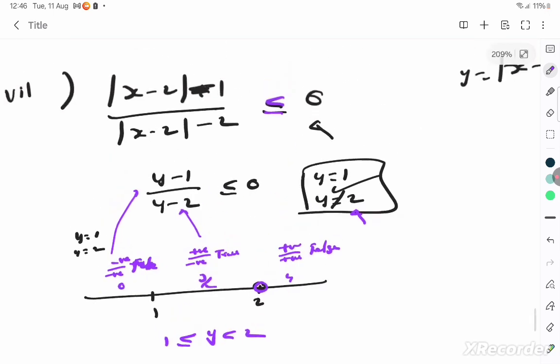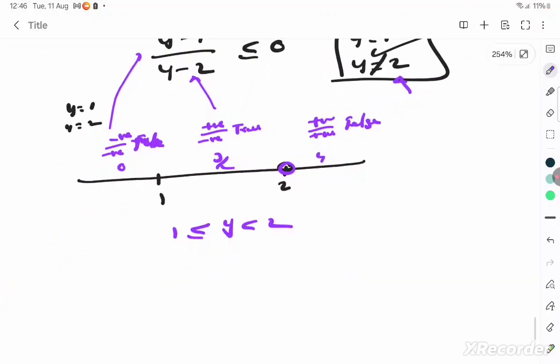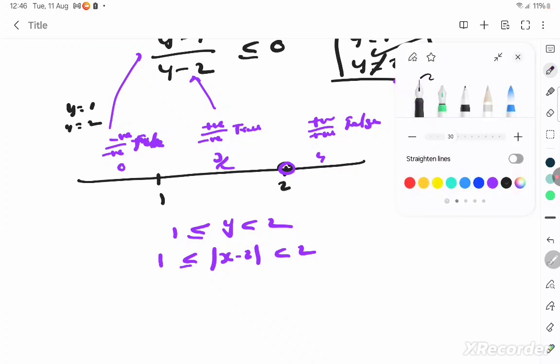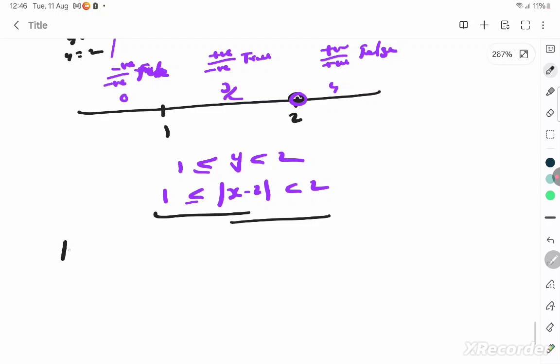So you know what y is? Y itself is mod of x minus 2. Now bring it here. Mod of x minus 2 therefore has to lie between this and this. Now it's become a normal sum. You take this inequality and this inequality. So let's write mod of x minus 2 is greater than or equal to 1, simple, correct? And mod of x minus 2 is lesser than 2.